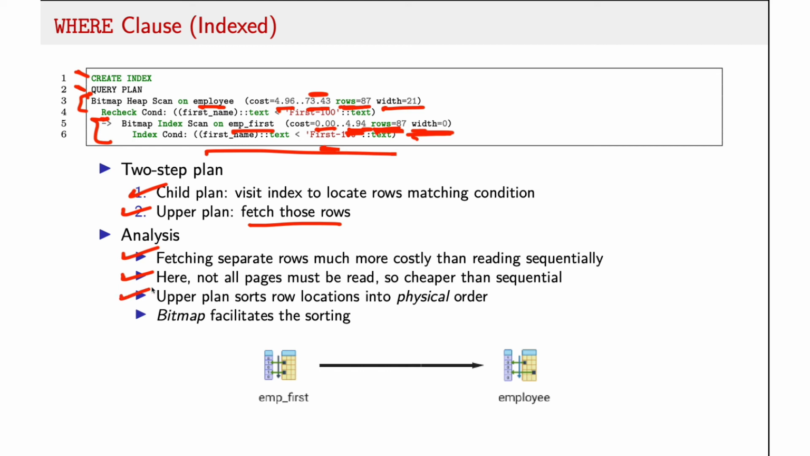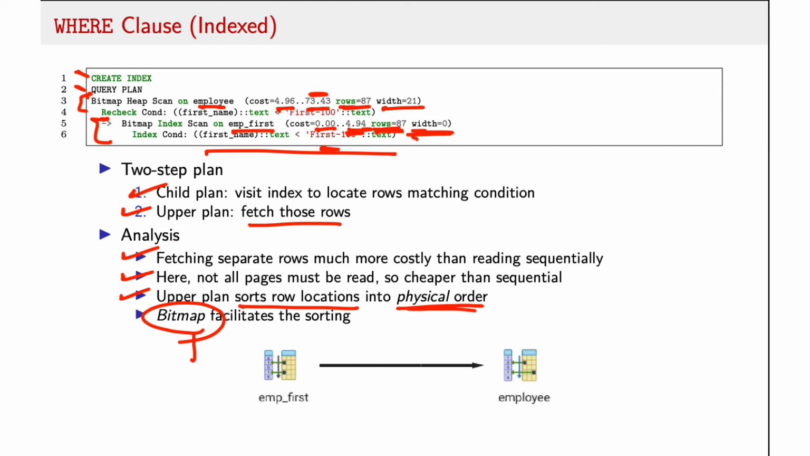And the upper plan is going to sort those row locations into their physical order. We've got to be able to go get the actual data physically off the disk in whatever order it appears. And this bitmap idea, we're not going to drill into a whole lot, but basically the bitmap index and bitmap heap is a way to use a bitmap to come up with information about what is going to be the optimal order in which it's going to access physical pages.